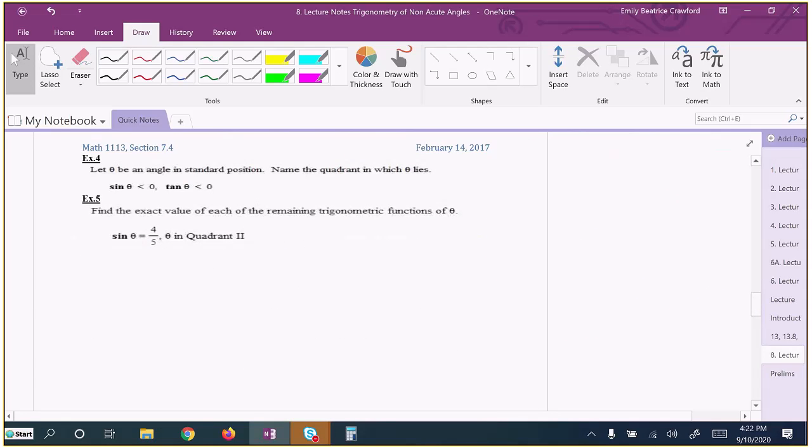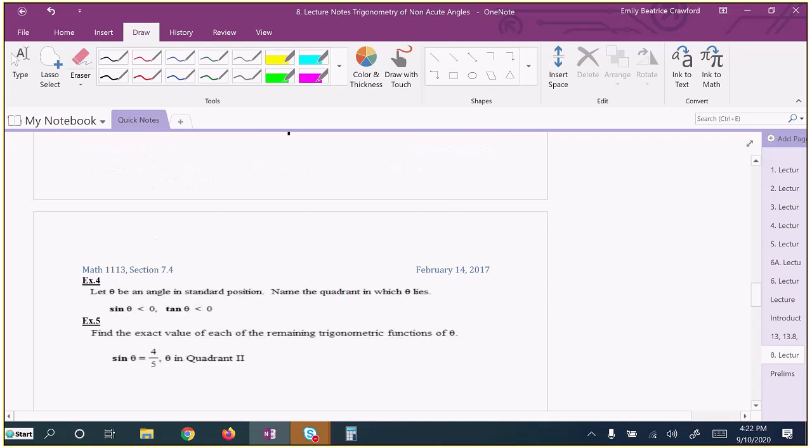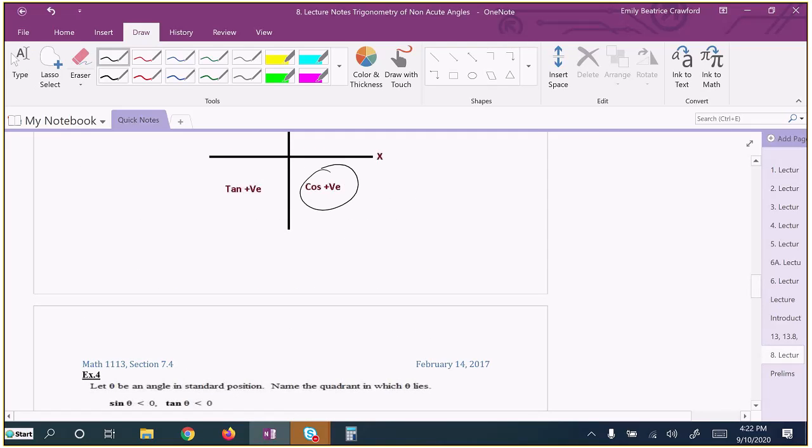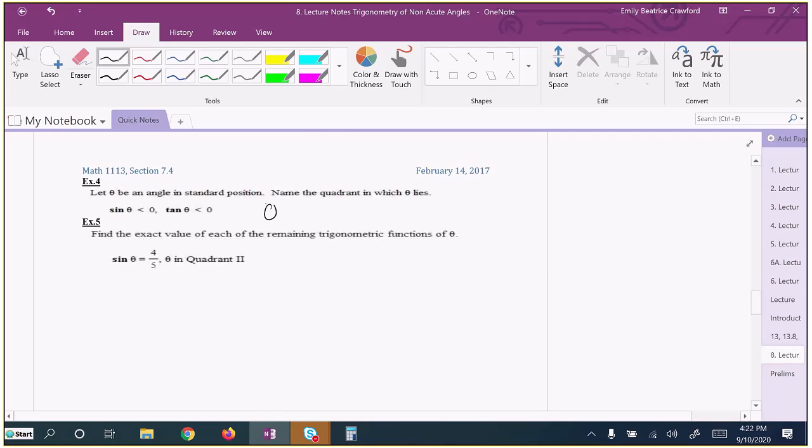So the following examples are going to give you some conditions, and depending on these conditions, we're going to find out the remaining trigonometric values. So the first one is, let theta be an angle in the standard position. Name the quadrant in which theta lies. So I'm just going to say in which quadrant I should be. So sine of theta is less than 0, so that's negative. Tangent of theta is less than 0, that's negative. And remember, sine and tangent negative means cosine is positive. And cosine is positive only in the fourth quadrant. So I'm going to go ahead and say that theta is in the fourth quadrant.